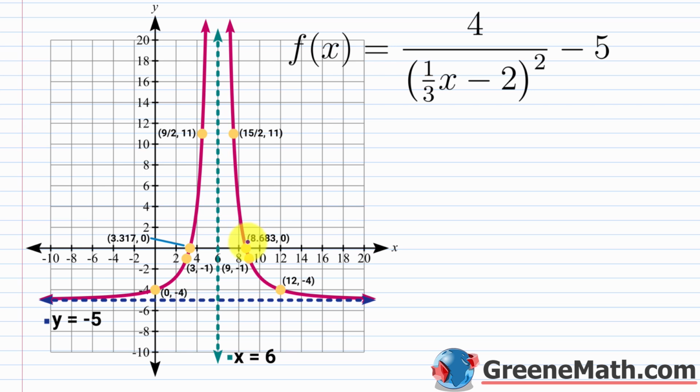Over here you have your other x-intercept, 8.683, comma 0, again an approximation. This is 9, comma negative 1. And this is 12, comma negative 4. You have your x equals 6. That's your vertical asymptote. And then your horizontal asymptote, which is y equals negative 5.